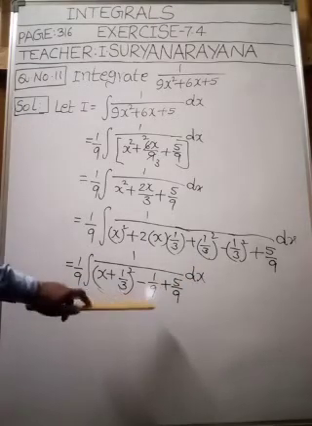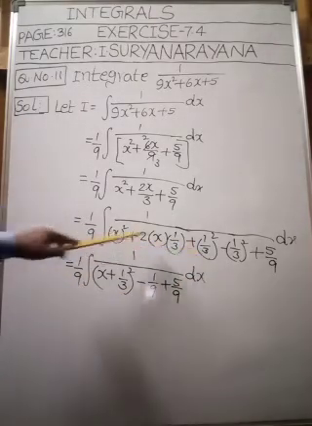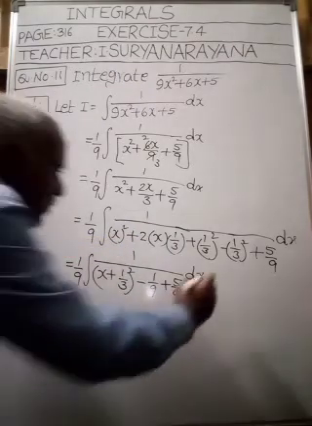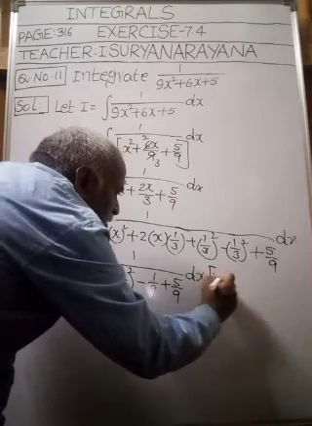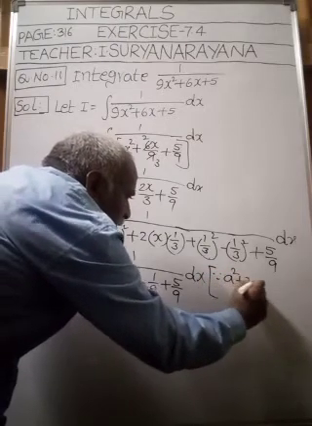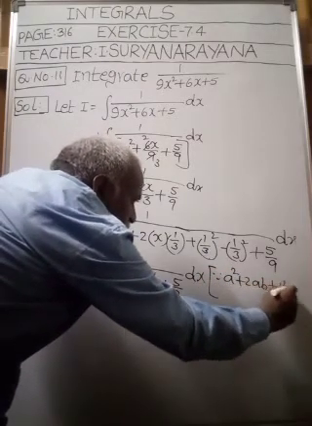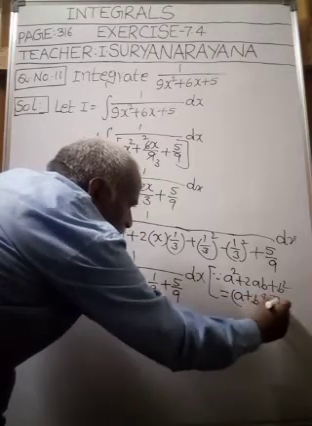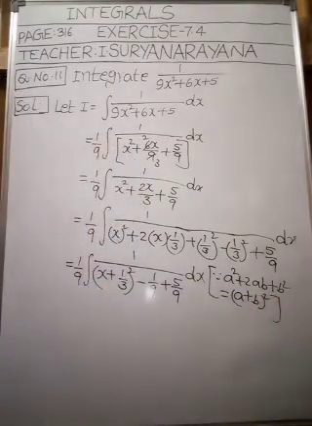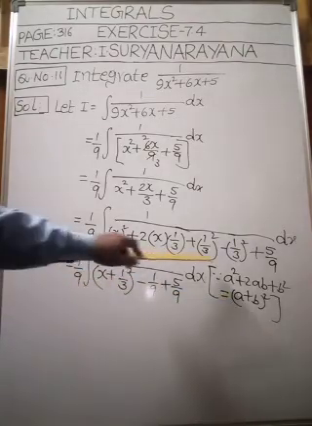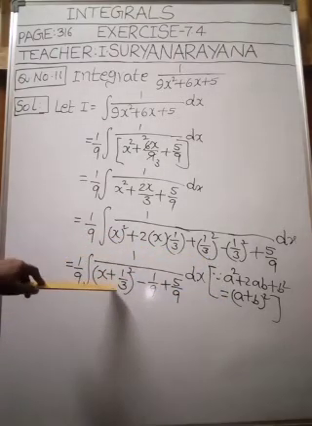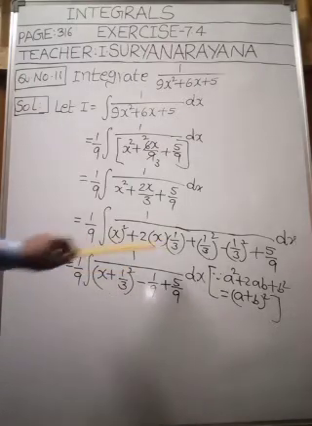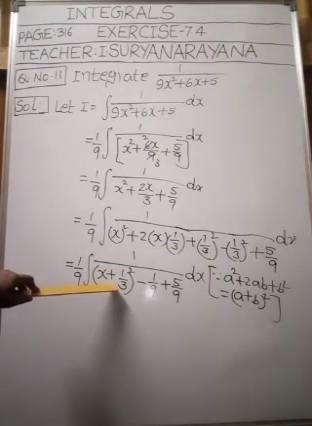Understood this step, my children? I wrote these three terms by using the algebraic identity a square plus 2ab plus b square is equal to (a plus b) whole square. By using this algebraic identity, I wrote these three terms as (x plus 1 by 3) whole square, where a is equal to x and b is equal to 1 by 3. Okay, my children, understood? Right.